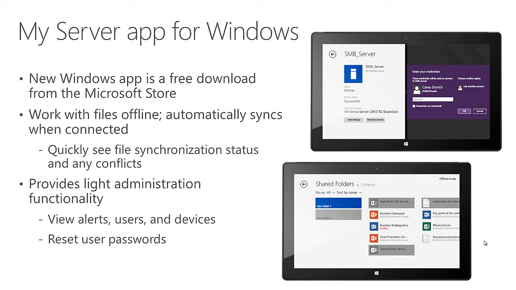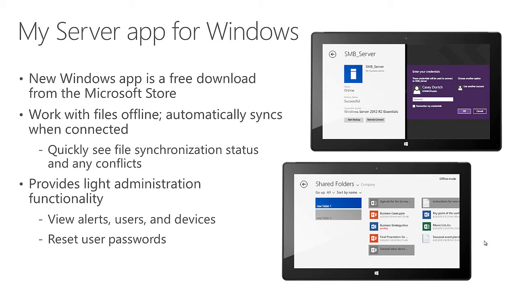And then the next time that you have connectivity again and get connected back to the Essentials server, it will automatically synchronize that file back to that central location so that your changes are backed up centrally, and so that other people can see them, and so on and so forth. So this is a really nice feature of the MyServer app.